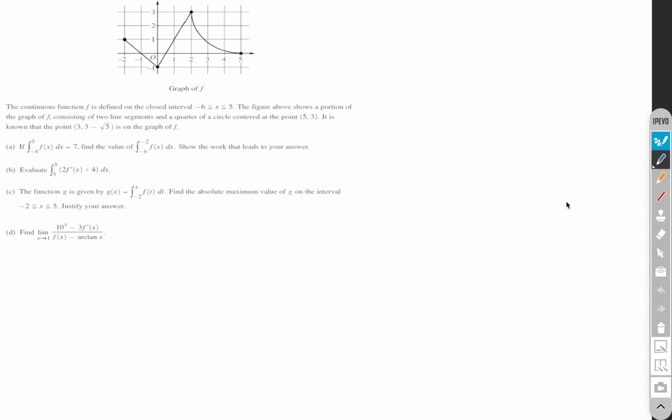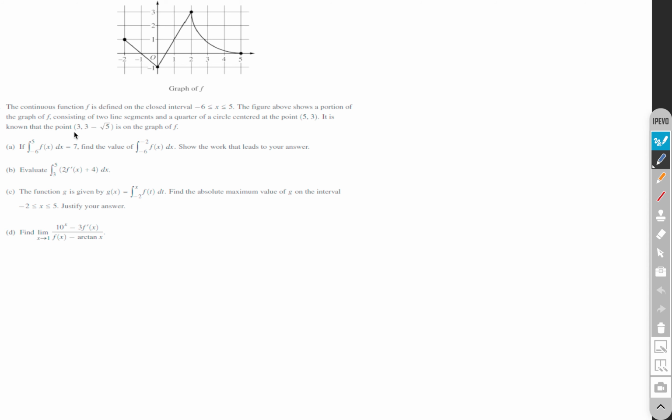Since students all over the world are studying for Calculus AB AP exams, I thought I'd go over a Calculus AB exam problem. This one is a non-calculator problem, and it says the continuous function f is defined on the interval -6 to 5. The figure above shows a portion of the graph of f consisting of two line segments and a quarter of a circle centered at the point (5, 3).